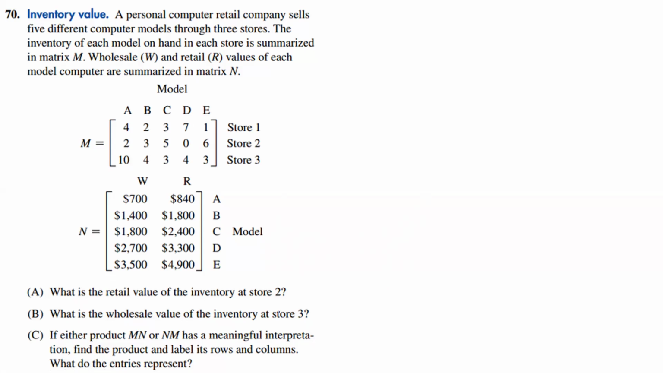All right, so we want retail and store 2. So for that one, what we're going to do is for A, we're going to take store 2, which is our second row. So we're going to take 2, 3, 5, 0, 6 times. Now, our retail is going to be this column. So that's going to be 840 and then 1800 and then 2400 and then 3300 and 4900.